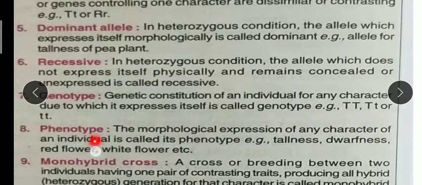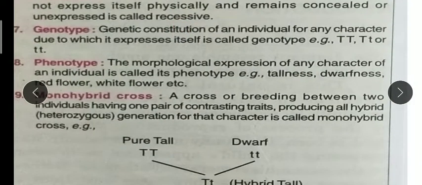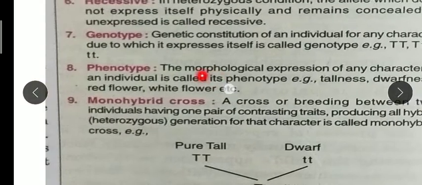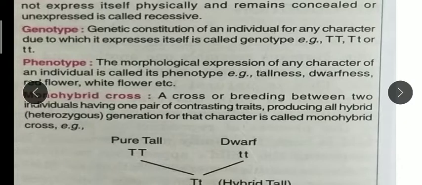Now what is phenotype? I also explained in the Zoom class that phenotype is the morphological character, our physical character, our expression. We all have different features and different heights. We all look different from each other. Some have black hair, some brown hair, and some have different eye colors. The morphological expression of any character of an individual is called phenotype. Remember this: phenotype is the physical character of an organism.